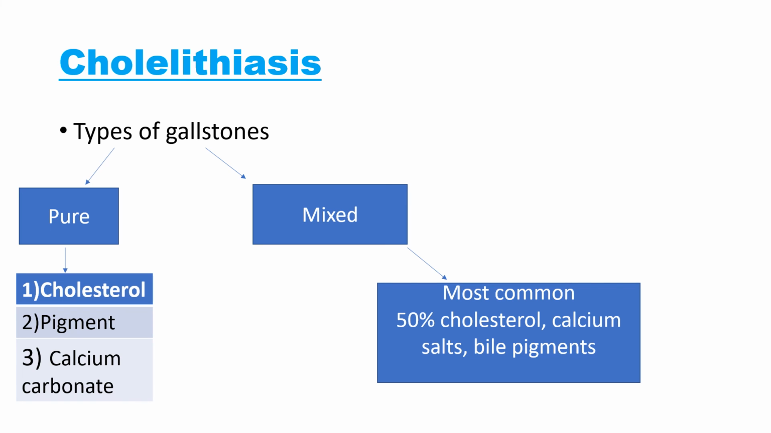Now, cholelithiasis is the formation of stones. The gallstones can be of two types. They can be pure, they can be mixed. Pure gallstones can be cholesterol stone, pigment stone, or calcium carbonate stone. And the mixed stone can be 50% cholesterol, calcium salts, and bile pigment. Because they mix, they contain all of these things.